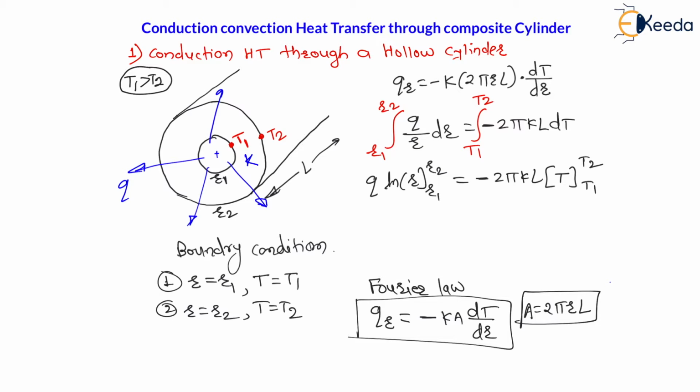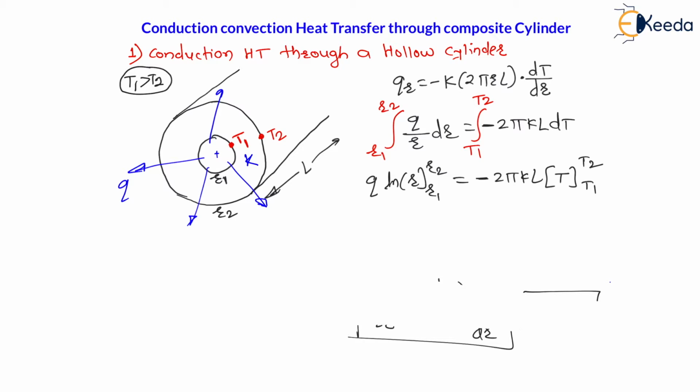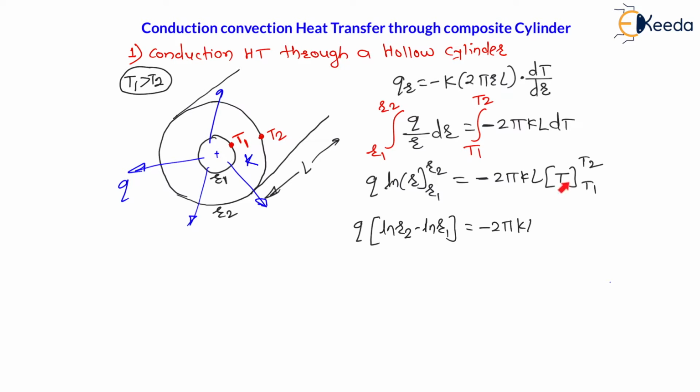Now, my dear students, here we have kept the limits. So let us simplify this equation. If I simplify this equation, the equation of the cylinder will become Q. Now here put the limits. How to put the limits? First we have to put the higher limit r2 minus the lower limit r1. Therefore, ln of r2 minus ln of r1 is equal to minus 2 pi kL. Again here we have to put T2 minus T1 while putting limits. Therefore, 2 pi kL (T2 minus T1), right?